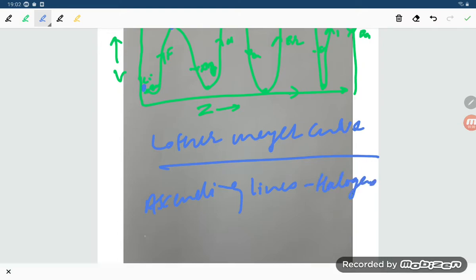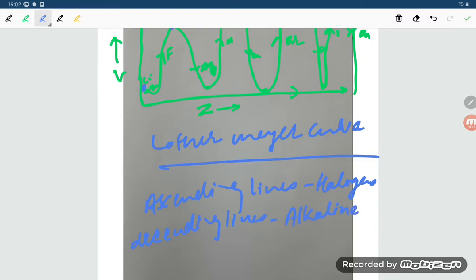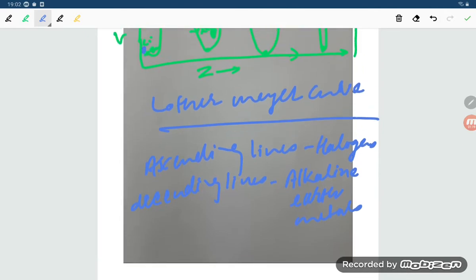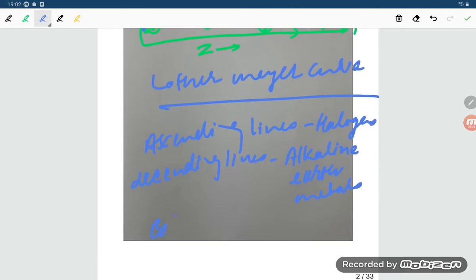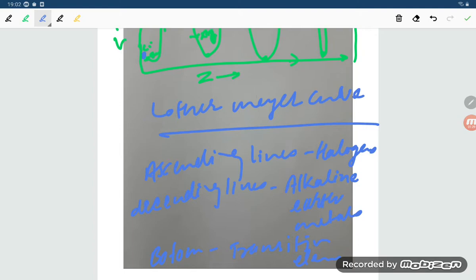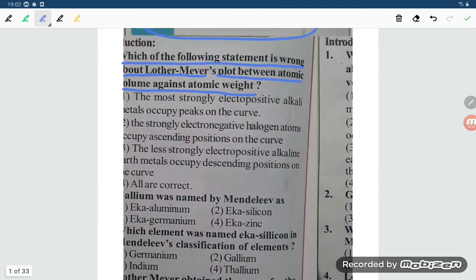If you talk about the descending line, student, what is there in the descending lines? The descending line is the alkaline earth metals, right student? So we have to go on, and at the bottom, what are they? Transition elements. The bottom is transition elements. Okay, so now we have to check what is written in the options.